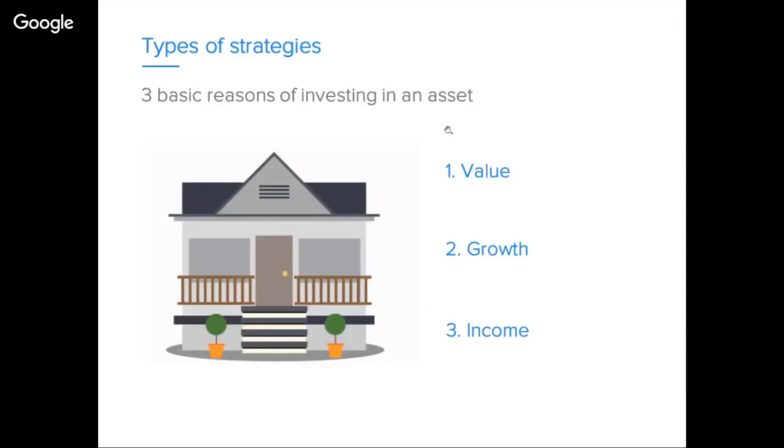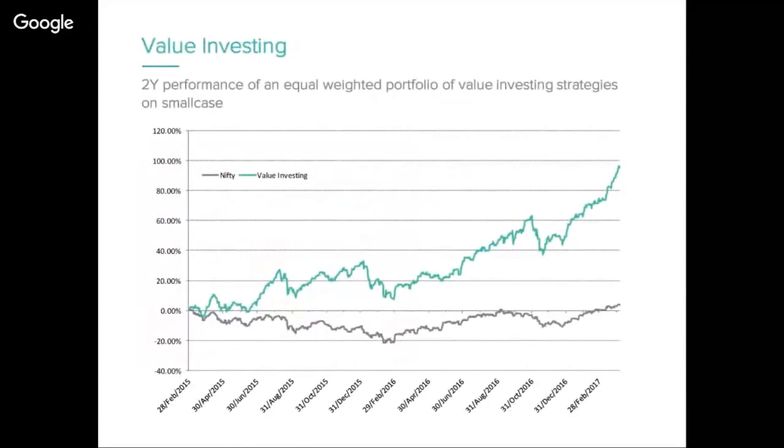Now, let's go into a little bit more detail about each of these investing strategies. First is the value investing strategy. In case of a stock, we can say that there is a value investment opportunity when a stock is available at a price lower than the intrinsic value. Now, the important point is to understand what we mean by intrinsic value. So in our example, you established that the fair price of the house was rupees 10 lakh. So the intrinsic value of the house becomes 10 lakh rupees.